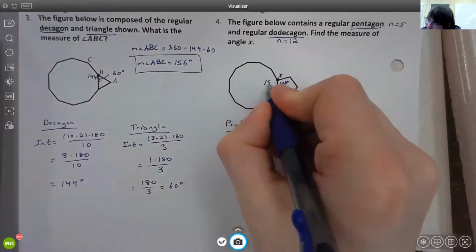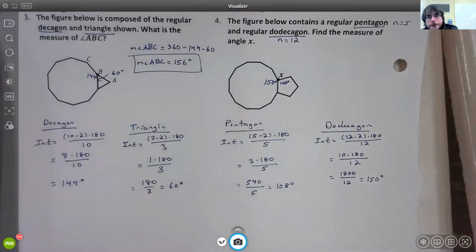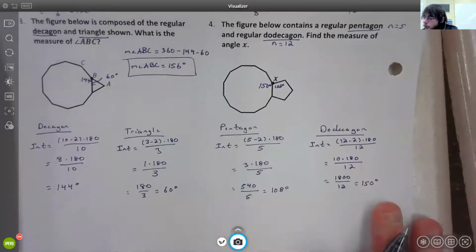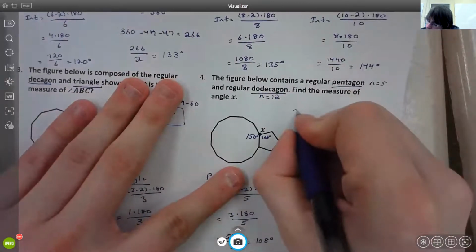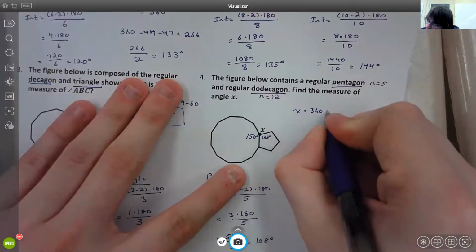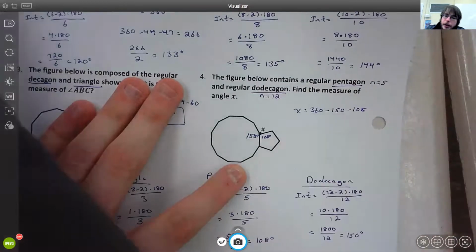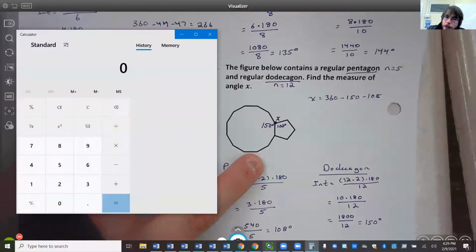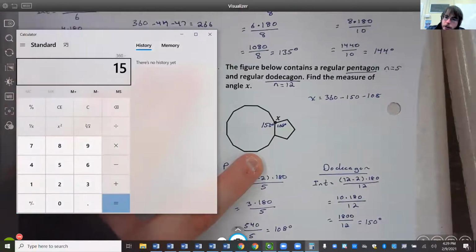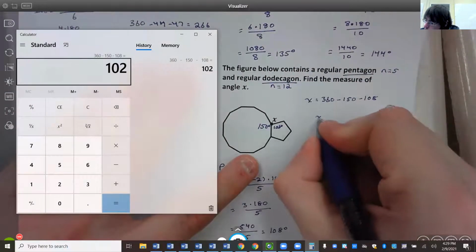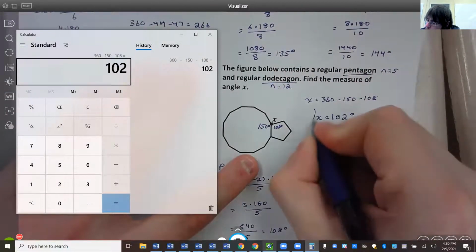So now that we have our two interior angles there, we know the sum around the vertex has to equal 360. So we know that x has to be equal to 360 minus 150 minus 108. And if we take that into our calculator, we get x being 102 degrees.